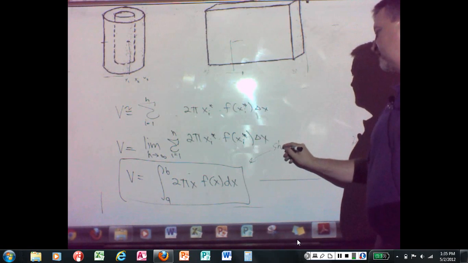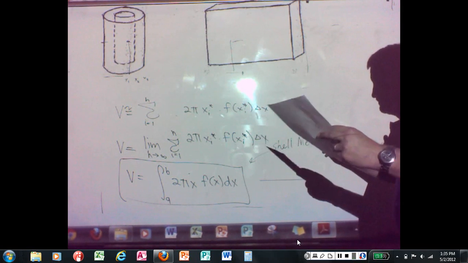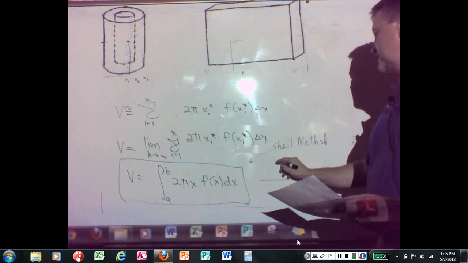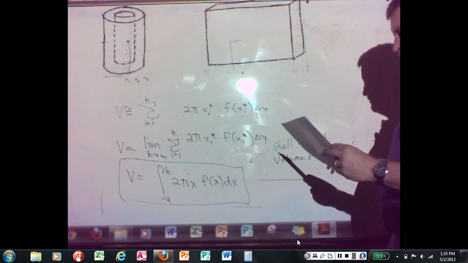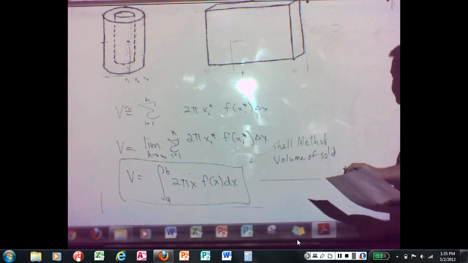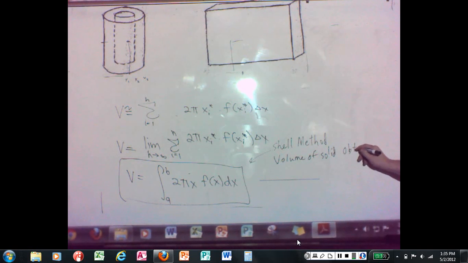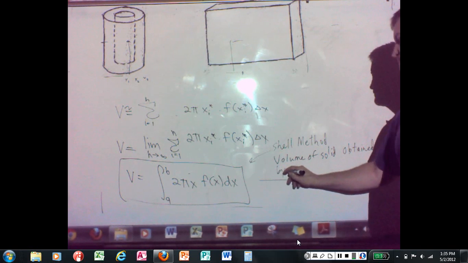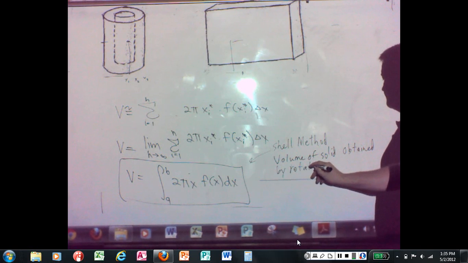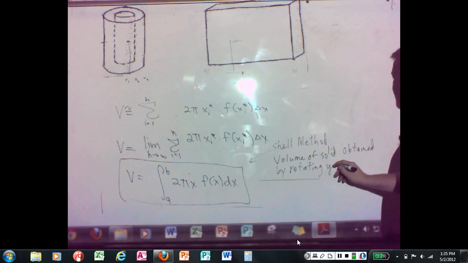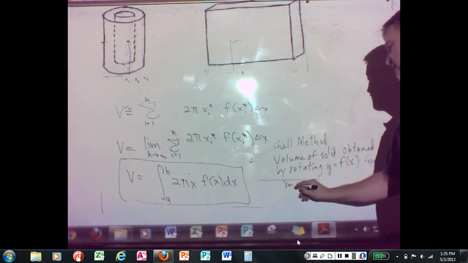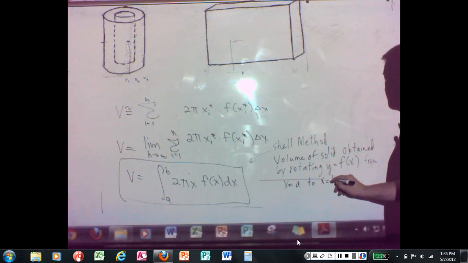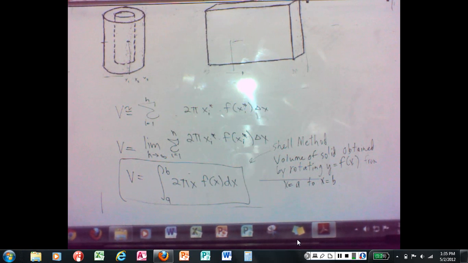And that one right there finds the volume of the solid obtained by rotating y equals f of x, basically from x equals a to b, about the y-axis.